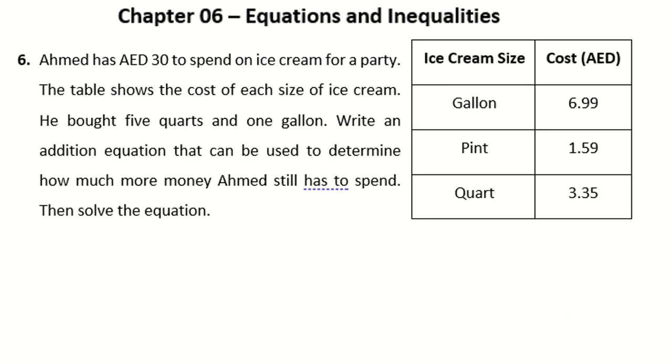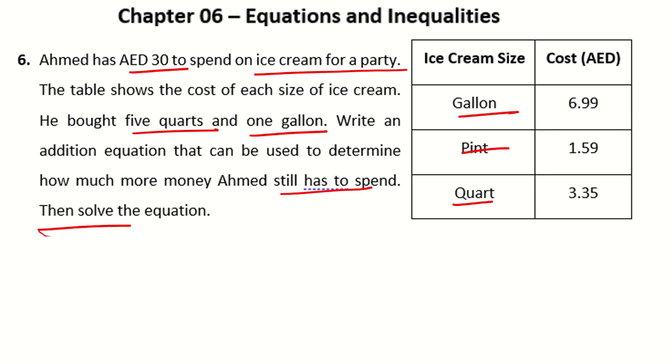Okay. Now next is, Ahmed has 30 dirham to spend on ice cream for a party. The table shows the cost of each size of ice cream. Here it is, size of the ice cream is written, gallon, pint and quart. He bought 5 quarts and 1 gallon. Write an addition equation that can be used to determine how much more money Ahmed still has to spend. Then solve the equation. Okay.